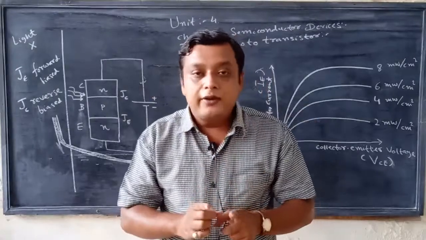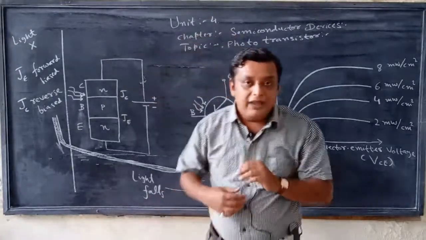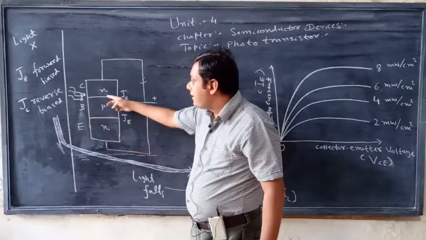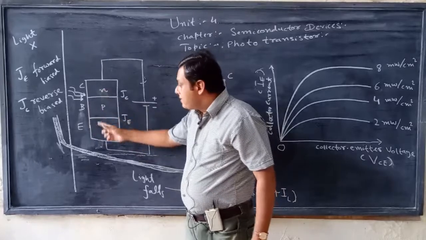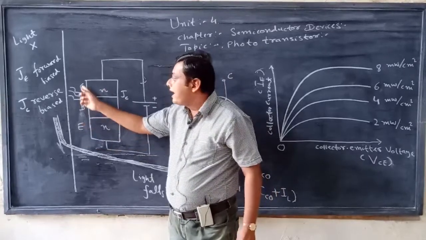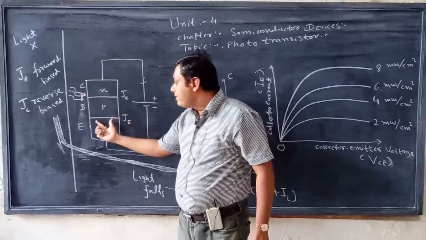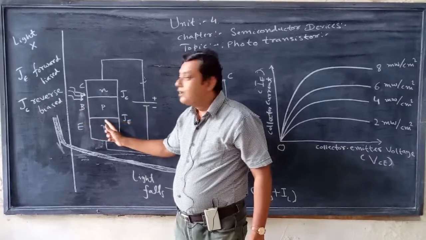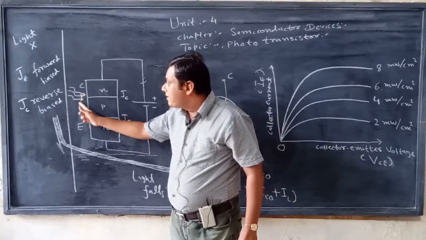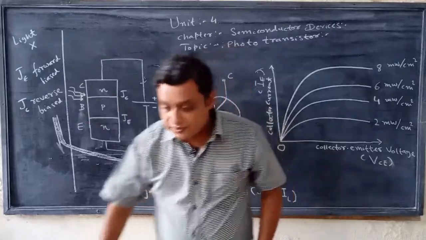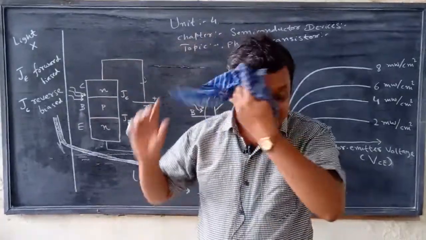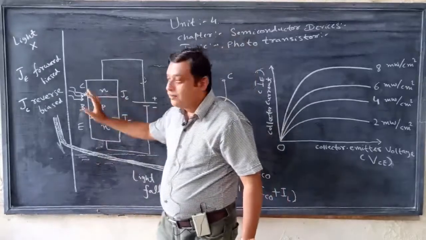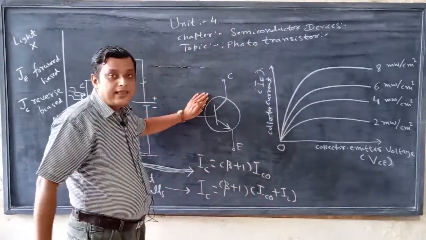In a PN junction diode there is a single junction, but if I want to fabricate this NPN transistor or PNP transistor, there are two junctions. This is emitter, base, and collector. So junction 1 is base emitter junction. Another junction is base collector junction. So this is the basics of just a transistor, not a phototransistor. This is a symbol of transistor.